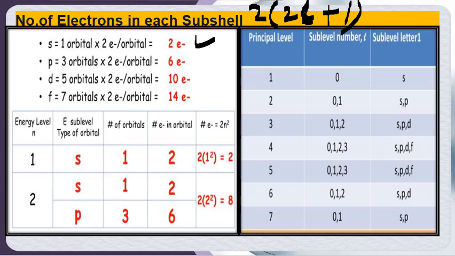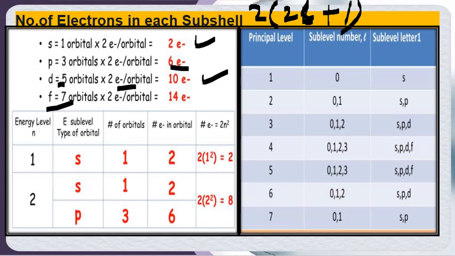While the value of L for P is 1. By placing this value in this formula, what will you get? The total number comes out at 6 electrons. Right? Now here it means it has 3 orbitals multiplied by 2 electrons in each orbital, so the total comes out as 6 electrons. For D, place the value of L, that is 2. So 2 multiplied by 2 will be 4 plus 1, 5. It tells you there are 5 orbitals multiplied by 2 electrons in each orbital. The total number is given as 10 electrons.